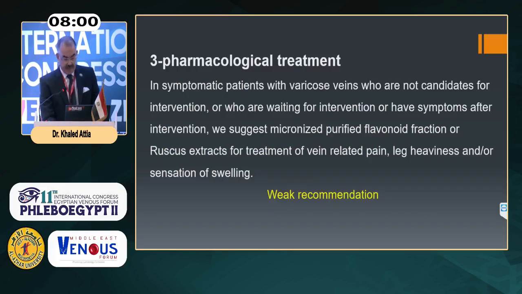Pharmacological treatment. In symptomatic patients with varicose veins who are not candidates for intervention, or who are waiting for intervention, or have symptoms after intervention, we suggest micronized purified flavonoid fraction or rutosides extracts for treatment of vein-related pain, leg heaviness, and sensation of swelling. This is a weak recommendation.